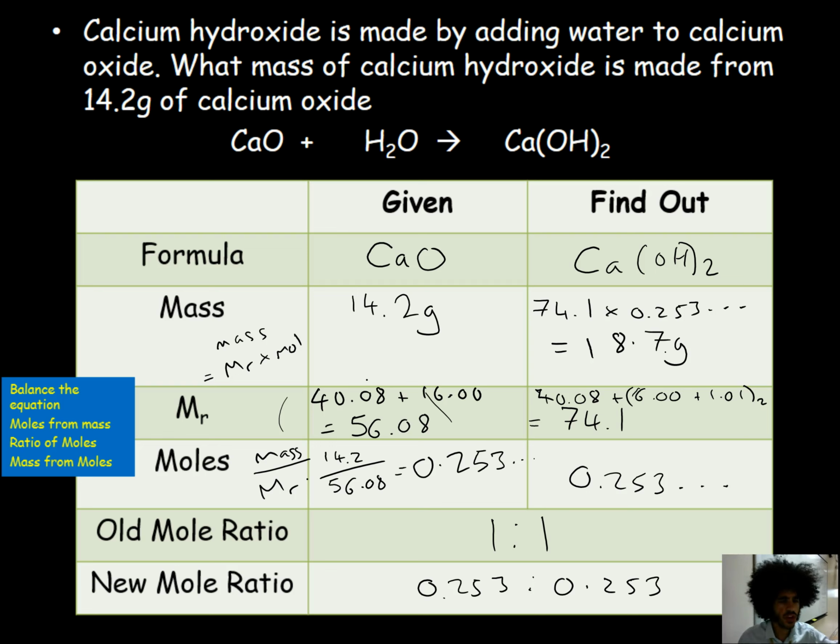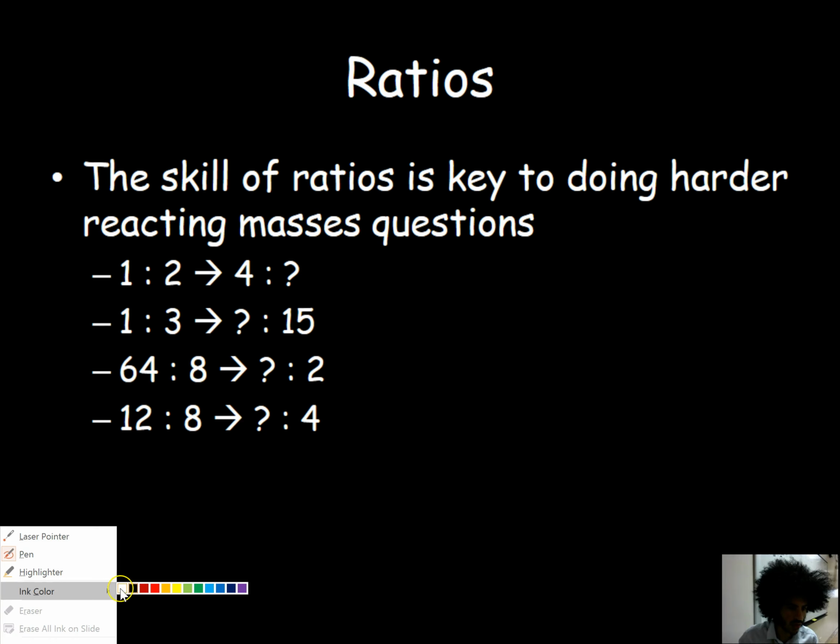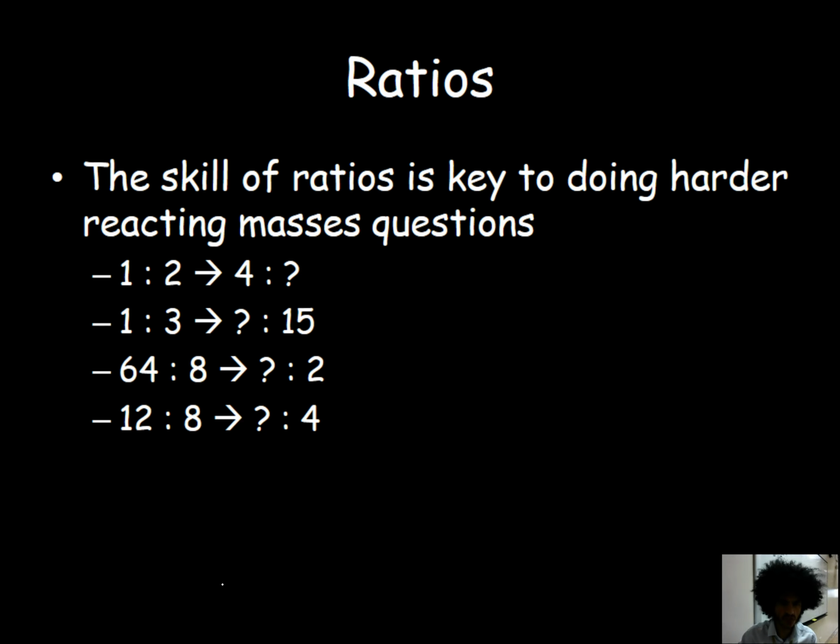It gets a bit trickier when you have to deal with equations which aren't balanced and when the ratios aren't one-to-one. It's a bit more complicated. For these kinds of questions, you have to be comfortable with your ratios. And I'm just going to get a different colour pen just so it's a bit easier for you. So there are lots of different ratios that you might have to deal with, and you're going to have to be able to scale up and scale down with reasonable comfort. So for example, if I've got a 1:2 ratio and I want to move it from 4 to something, I know that I'm doubling up, so it's going to be a 4:8 ratio.